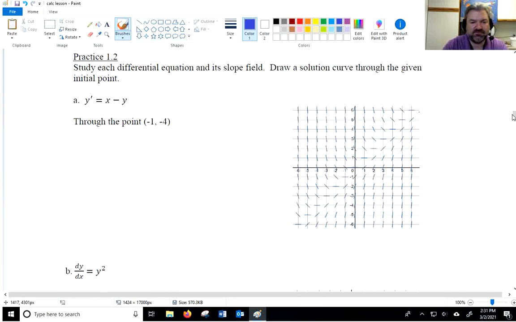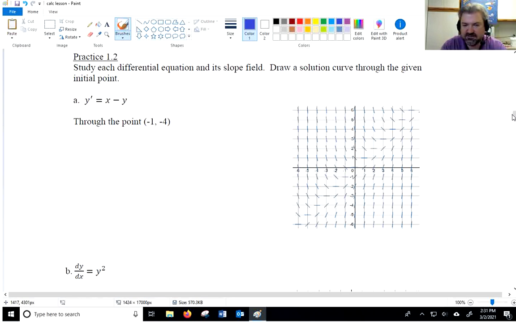All right, practice 1, 2. Study each differential equation and its slope field. Draw a solution curve through the given initial point. So this slope curve is y prime. We know y prime, dy over dx, is equal to x minus y. And you see it's been drawn for us.